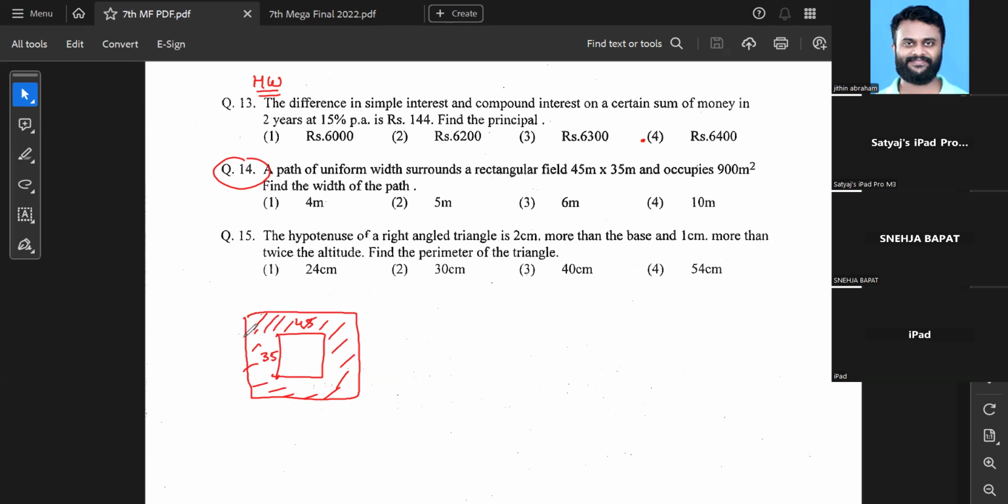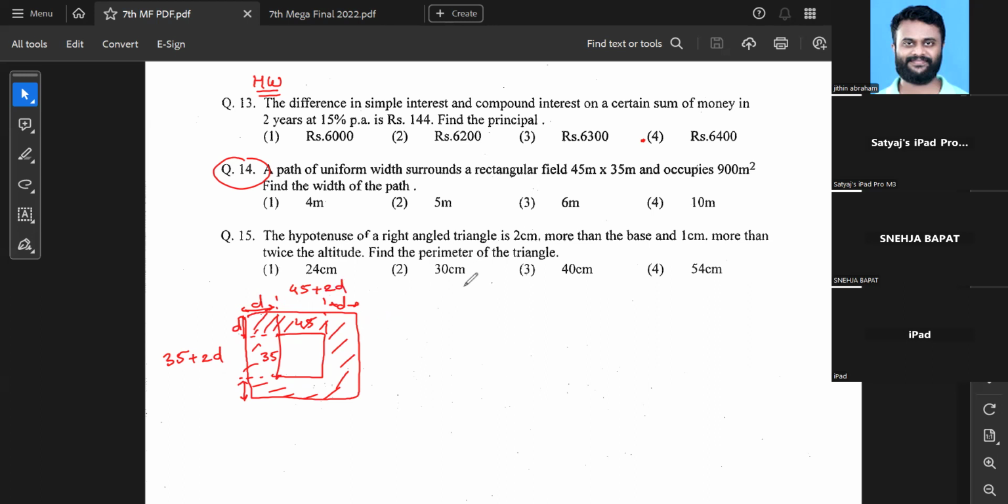Now, let's say the width is D. So this is D, right? Similarly, this is also D. So technically speaking, this side is basically 35 plus 2D. So the outer edge is 35 plus 2D. Over here also, this is D, this is D. So technically speaking, this whole side is basically 45 plus 2D.